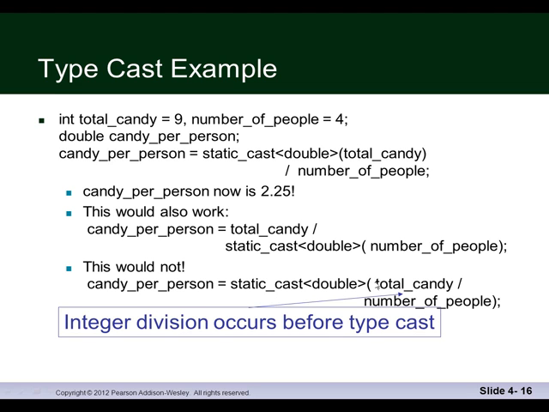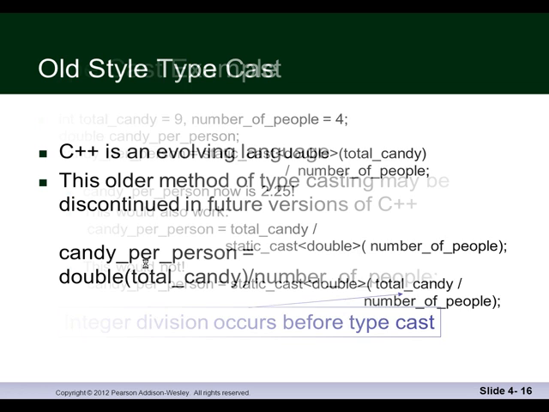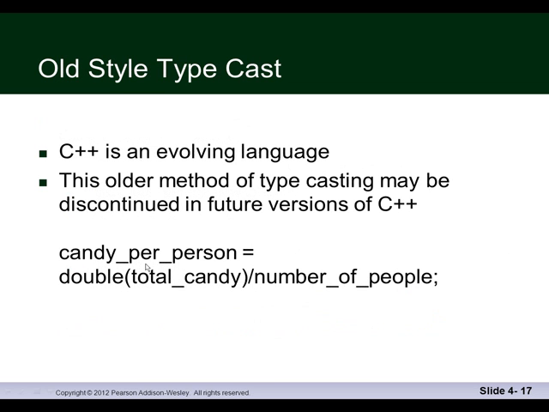So if I put it outside, this division is going to happen first. The division is going to give me an integer. That integer is going to be forced to that one. So 9 divided by 4, that's going to give me 2. The static cast of 2 is going to be 2.0. The candy per person is going to be 2.0. Maybe that's what I want. I want to not give them a fraction of a candy. If that's what I want to do, that's what I want to do.